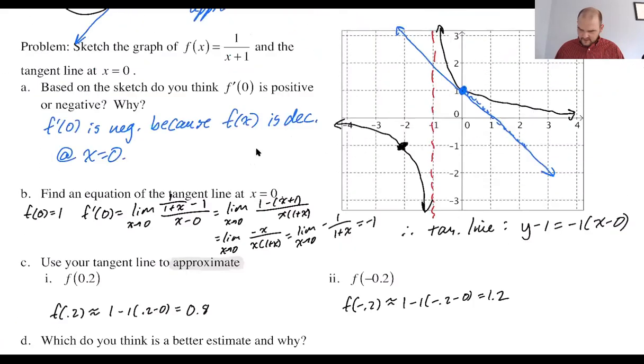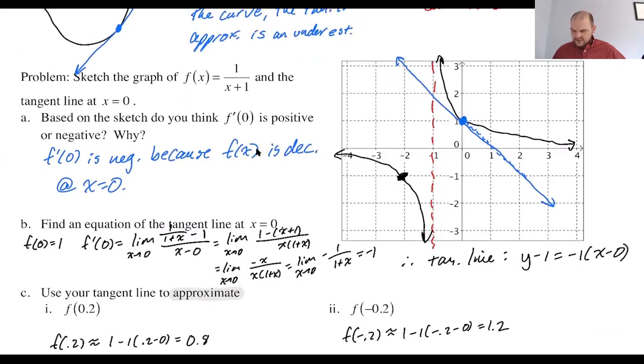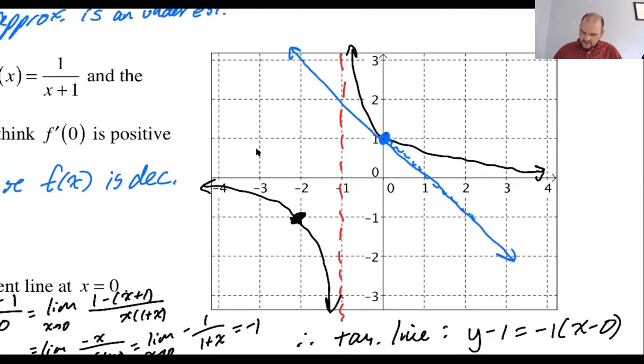All right, let's look at our graph. Which of these do you feel is more accurate? I have no real way of knowing what you're saying. I'm going to say my answer is I think that the approximation at 0.2 is more accurate than the approximation at negative 0.2. My reason for that is look how fast the function is changing.